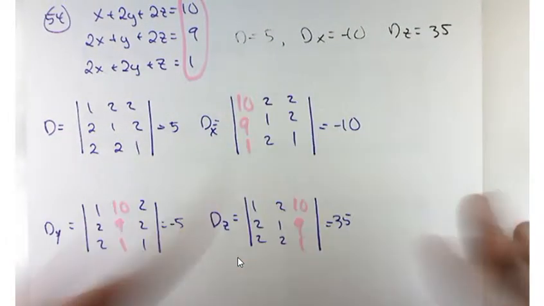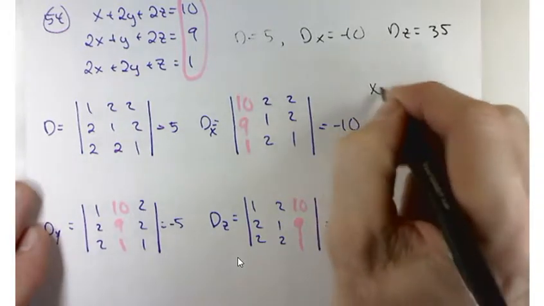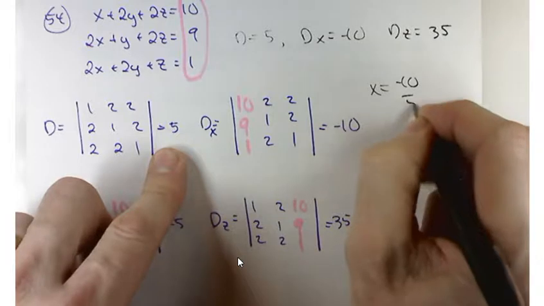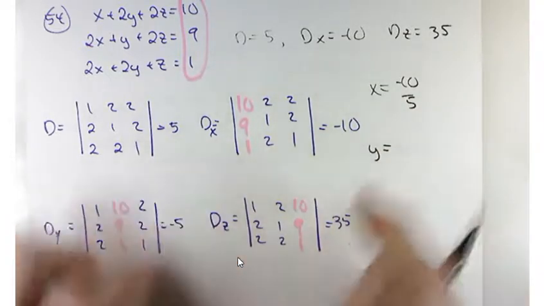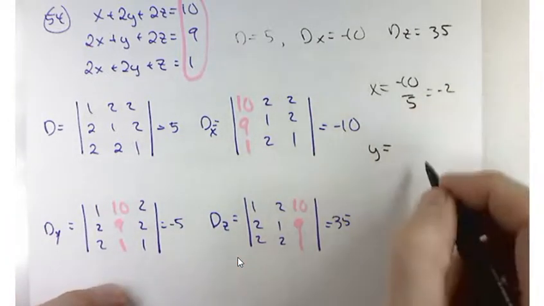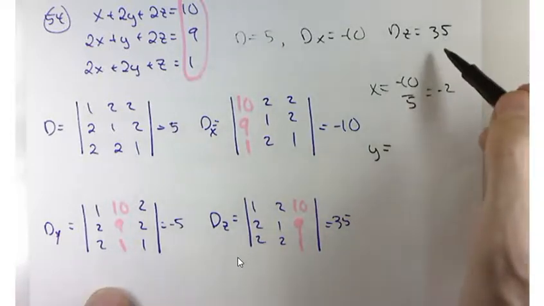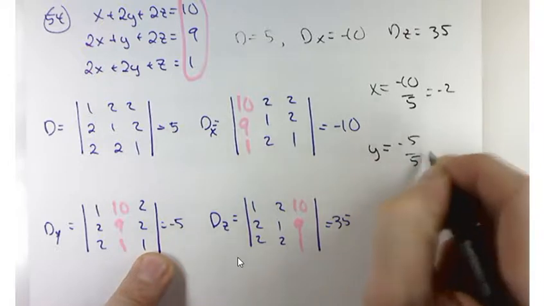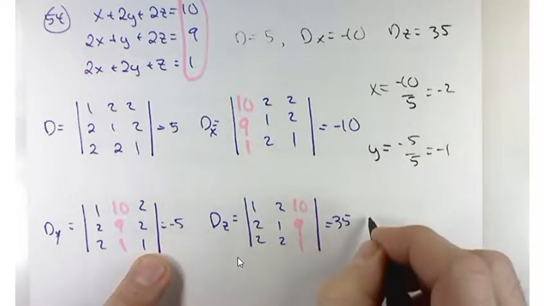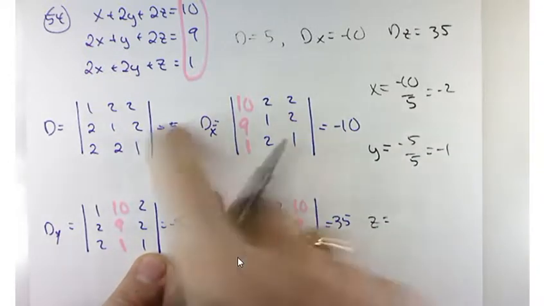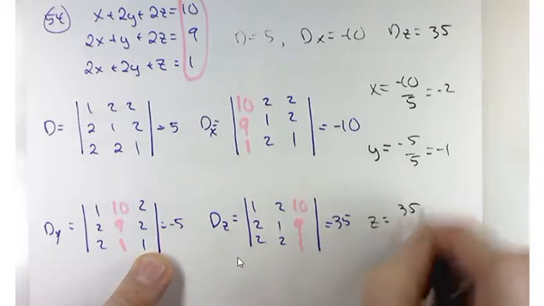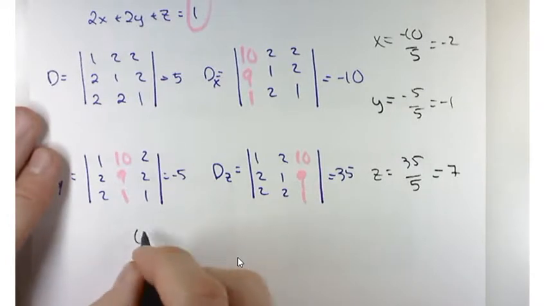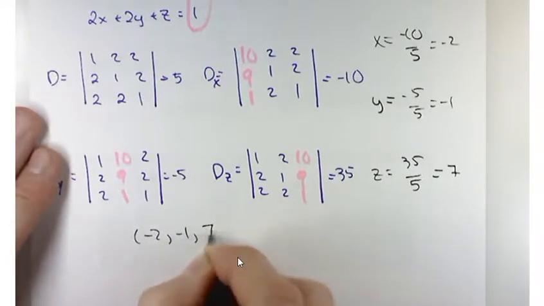Because remember, we're not really done solving here. X is going to be dx over d, -10 over 5. So -2. Y is dy over d, so -5 over 5, which is -1. And z is dz over d, so 35 over 5 is 7. Overall, your solution is -2, -1, and 7.